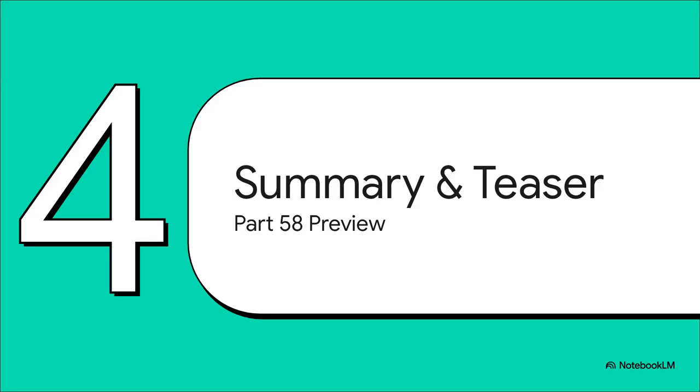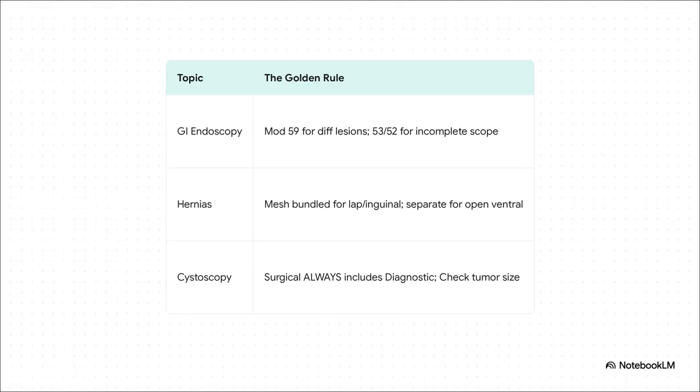All right, we made it to Section 4, Summary and Part 58 Teaser. Get your screenshot buttons ready, folks, because here is your one-page visual cheat sheet. These are your golden rules for today. For GI endoscopies, use modifier 59 for different lesions and 53 or 52 for an incomplete scope. For hernias, remember, mesh is bundled for lap and inguinal repairs, but separate for open ventral. And for cystoscopy, surgical always includes diagnostic, and keep a close eye on those tumor size ranges. Lock these into your brain because they are guaranteed points on your 2026 CPC exam.